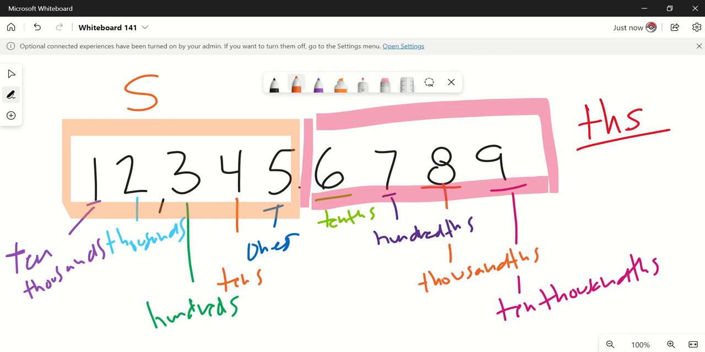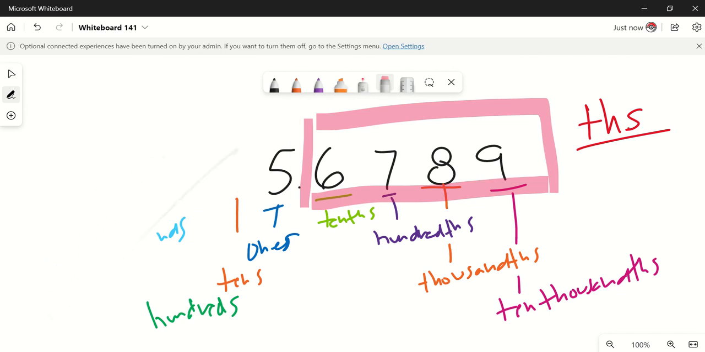So remember to add this into your notes. If you need to add this whole place value thing, go for it. I do apologize for the sloppy handwriting. But this is place value, and this is something that we're definitely going to need to know in order to change decimals into words. And then we're definitely going to need to know the place values in order to turn decimals into fractions.